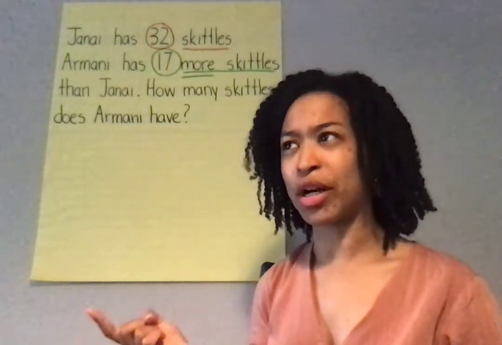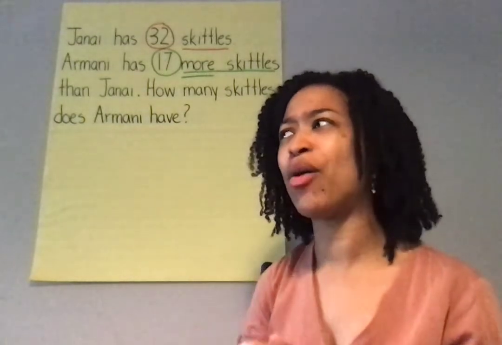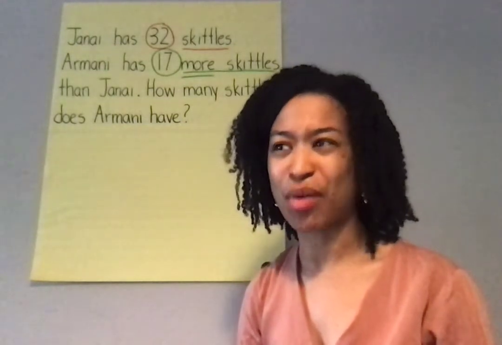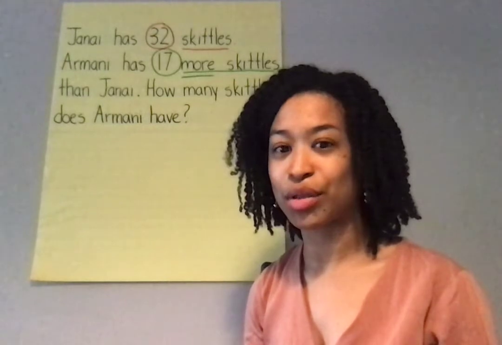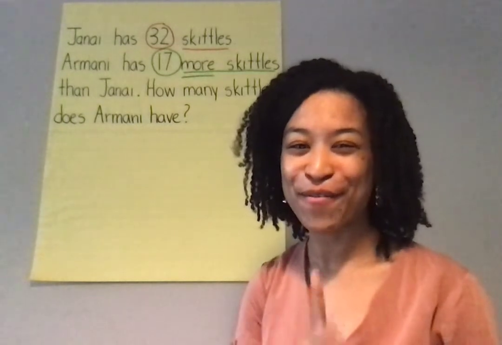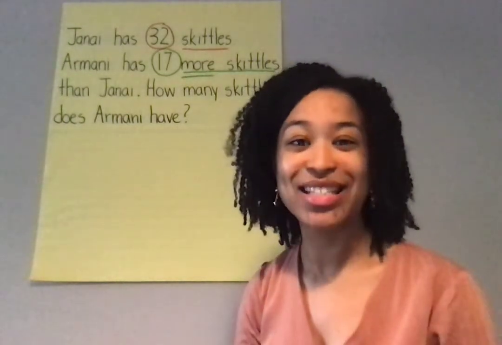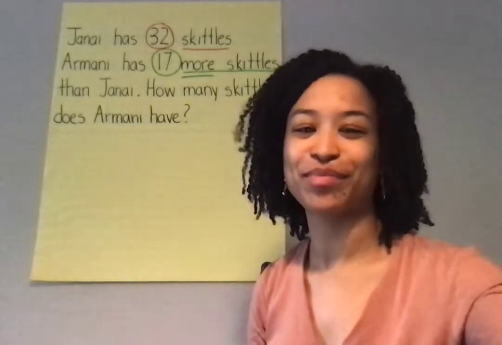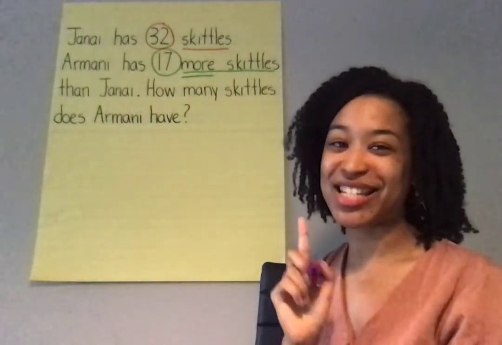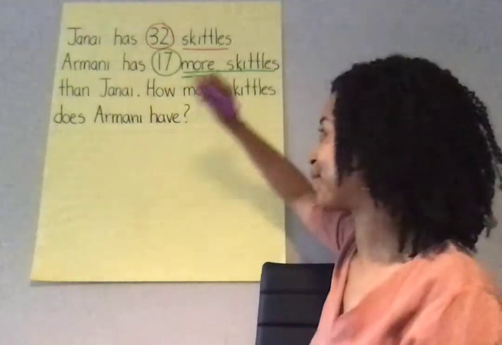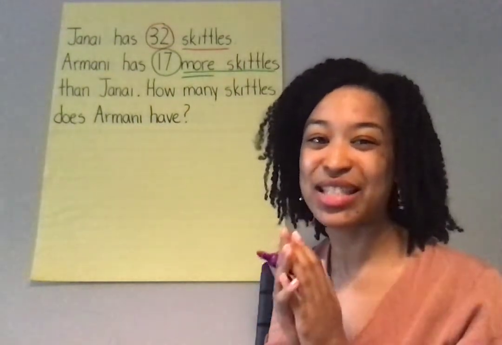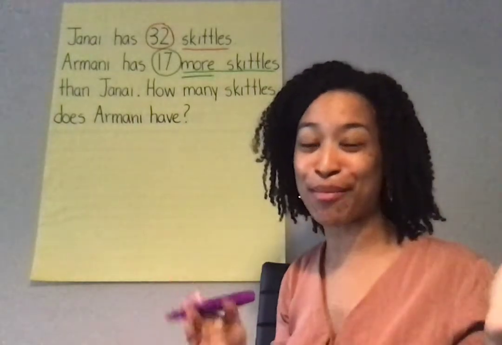If Armani has more, and I know Janai's amount, and I know how many more Armani has, that tells me that I'm going to have to count on. I'm going to have to count on to find my answer. First, let me show you a little key to help you solve. It's called greater, lesser, and difference key. So we're thinking about the greater amount, the lesser amount, and the difference in between. That's the amount that it takes to get from the smaller amount to the larger amount.